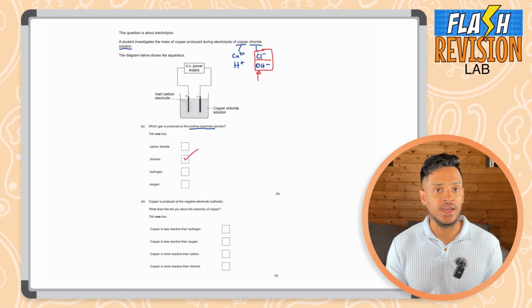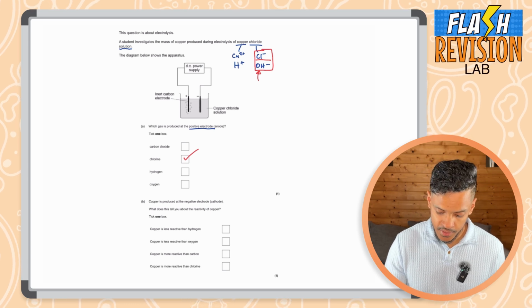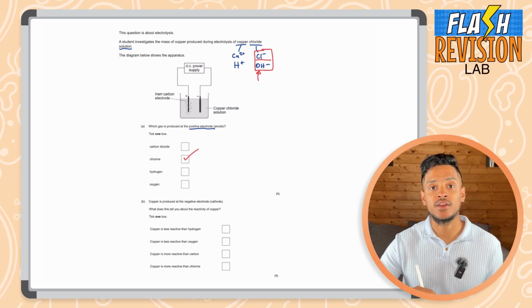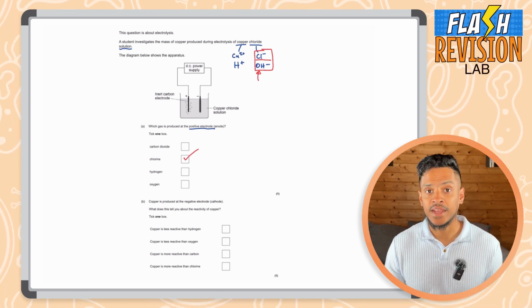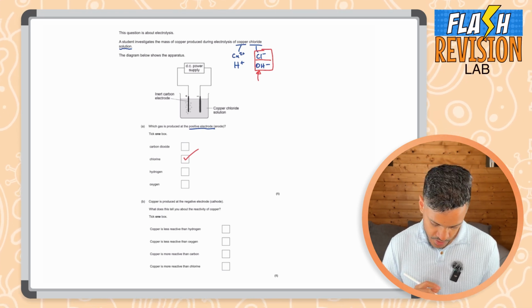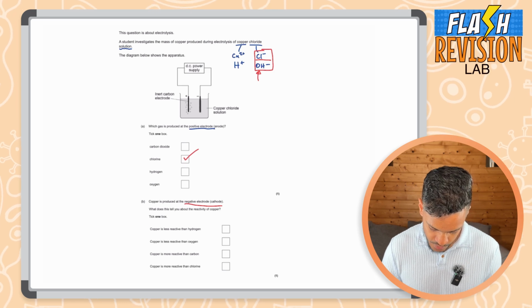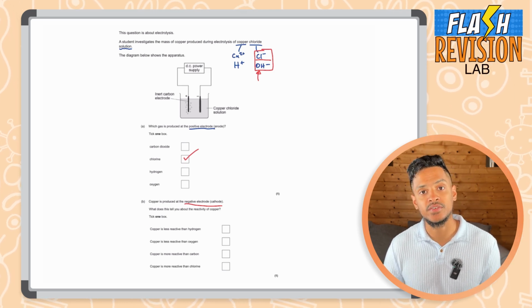If it wasn't a halogen, so if it was something else, let's say it was oxygen, then it would be the OH- that goes to the anode. And in that case, it's actually oxygen gas that gets produced. Second part of the question, copper is produced at the negative electrode, the cathode. What does this tell you about the reactivity of copper?